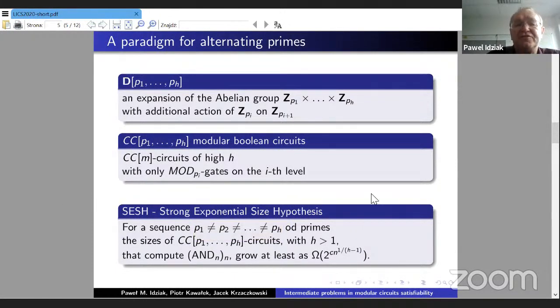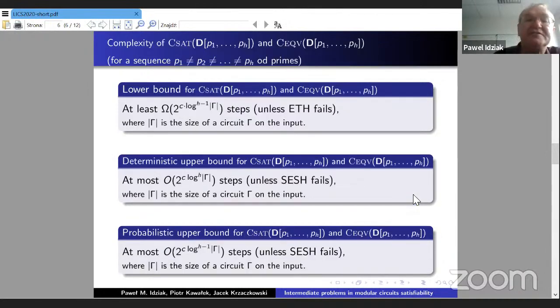What we really do need here for one bound is something which we call the strong exponential size hypothesis, which simply says that in such a setting, the gates that count the function of arbitrary arity grow exponentially. With the help of this and the exponential time hypothesis, we have a lower and upper bound, which is sub-exponential. The lower bound assumes the exponential time hypothesis. The upper bound assumes this strong exponential size hypothesis.